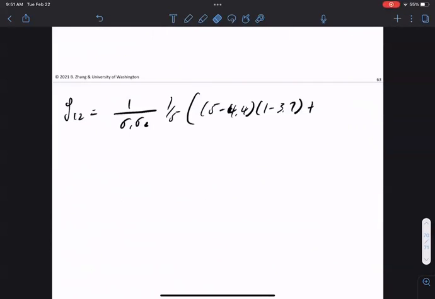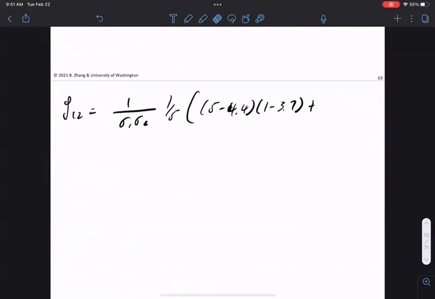So for the next one, you look at the next pair. This is 0 minus 4.4.